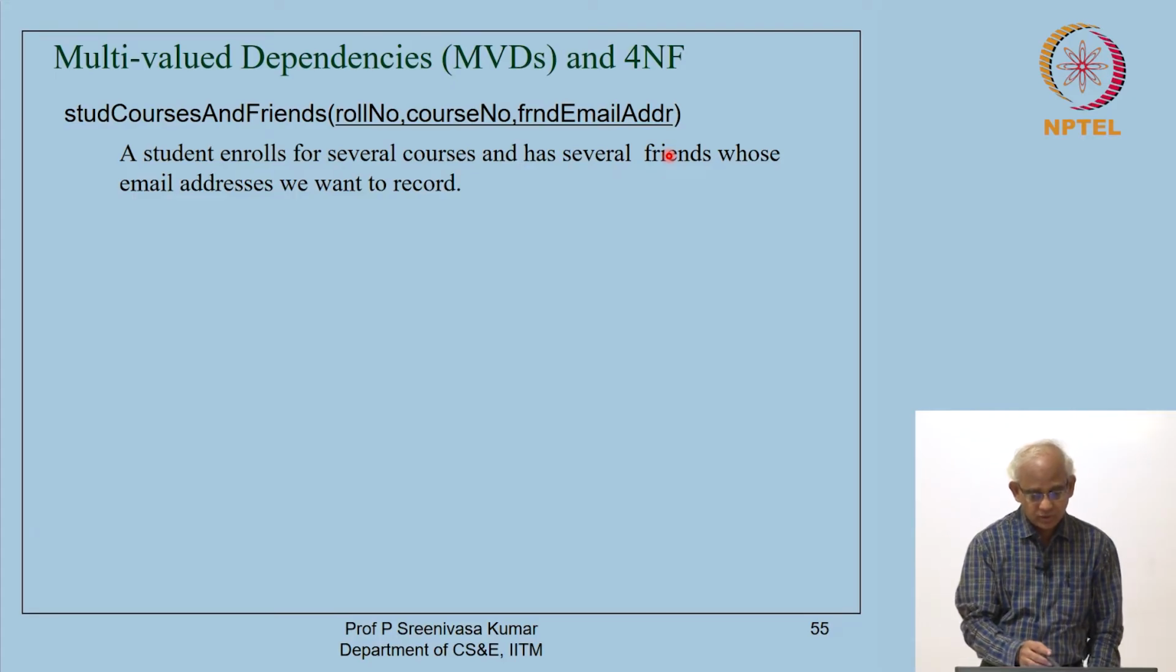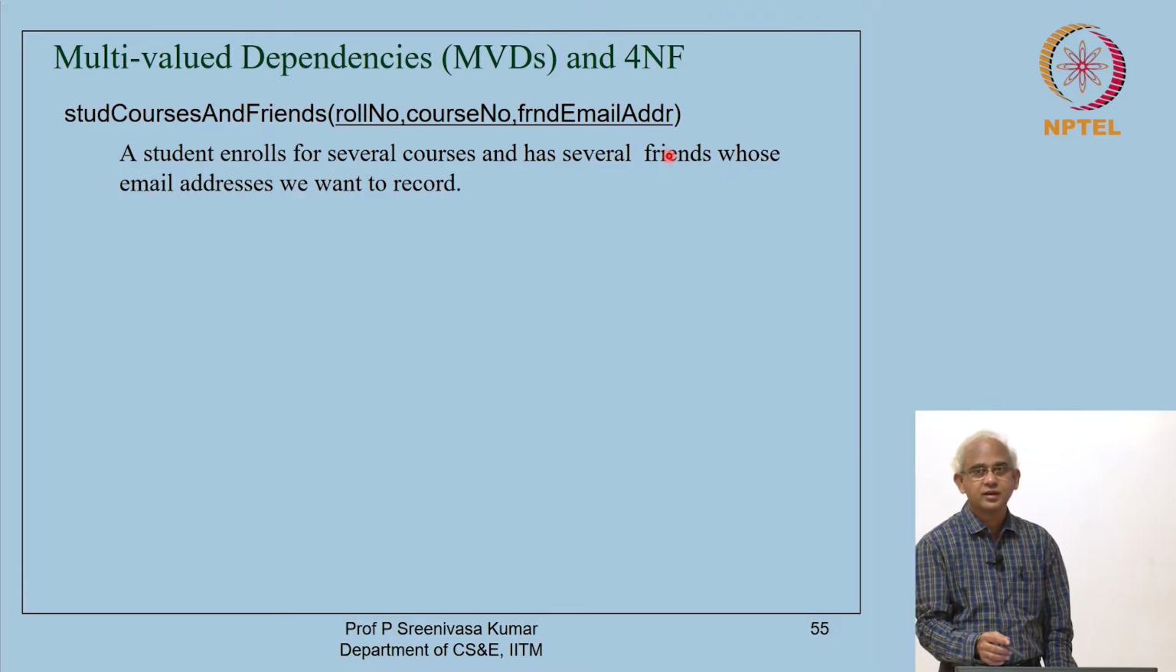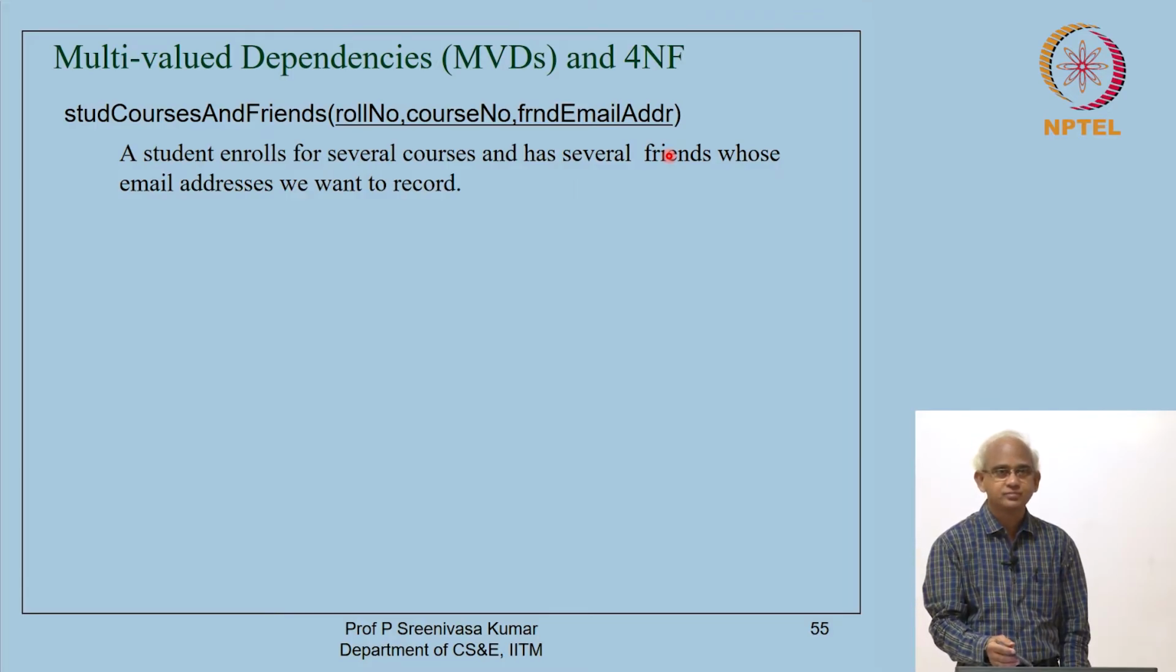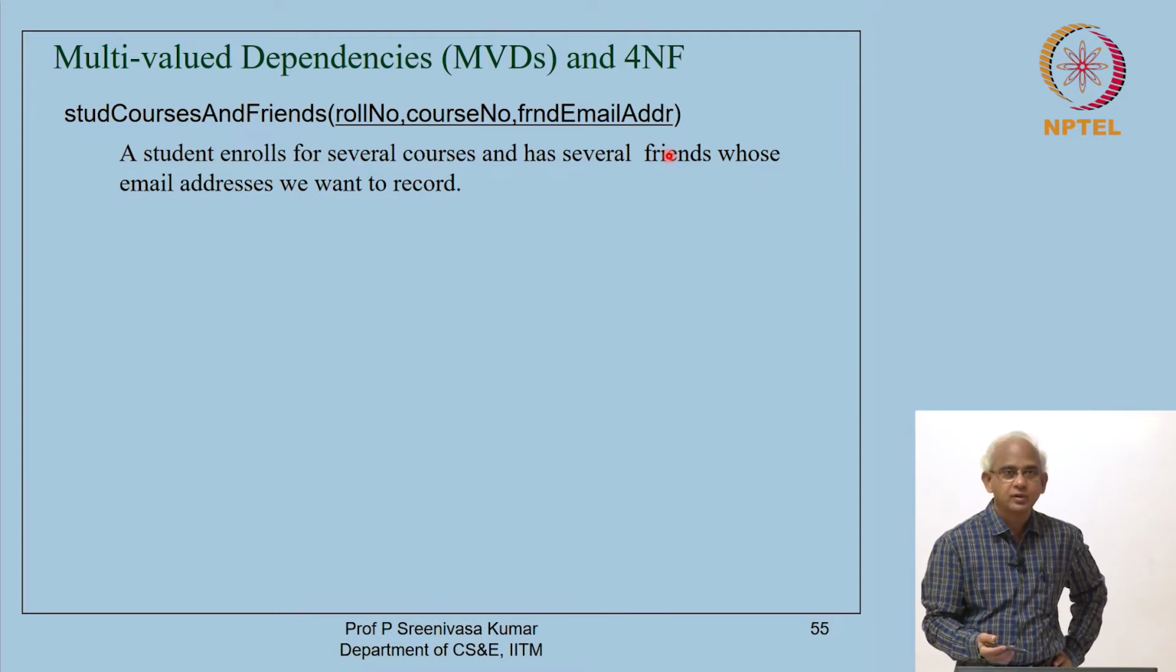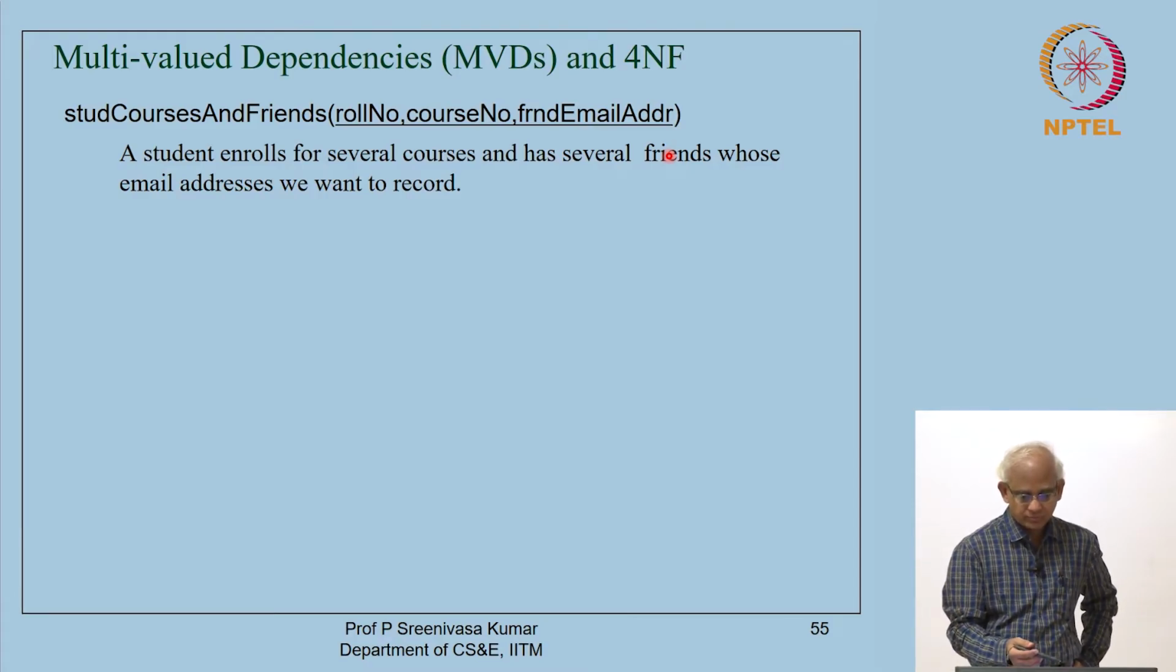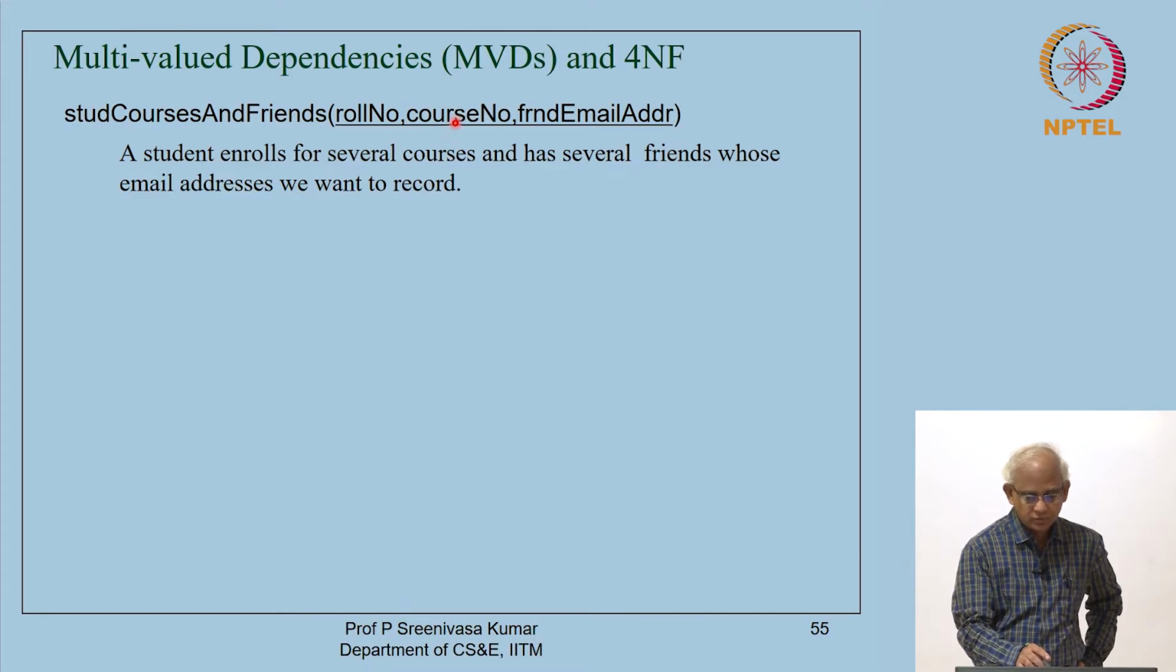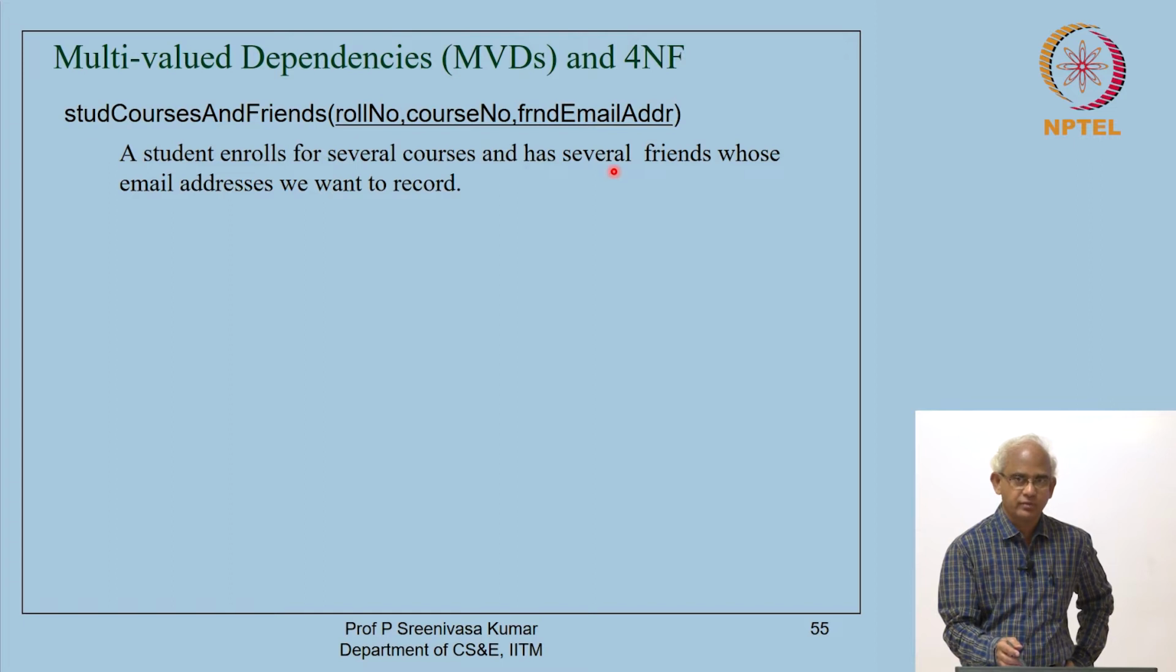And so, do there exist any non-trivial functional dependencies here? Does roll number determine anything, course or friend? In general not, because I have multiple courses I am doing and again I have multiple friends. Likewise, you can see that course does not determine anything and friend email address also does not determine anything. So, there are no functional dependencies among the three attributes that we have here.